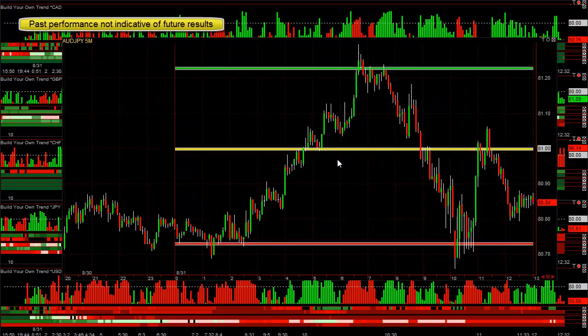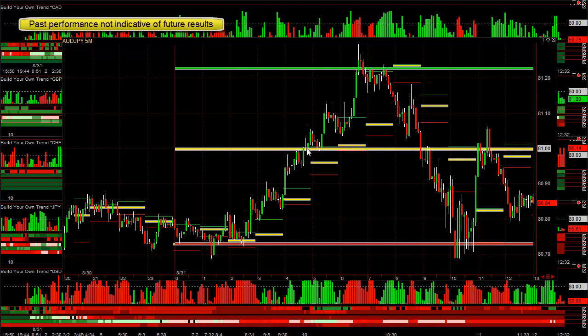Let's finish this method with the Australian yen. So here's the previous day's point of control. Underneath that, we're looking for sells. Above that, we're looking for buys.